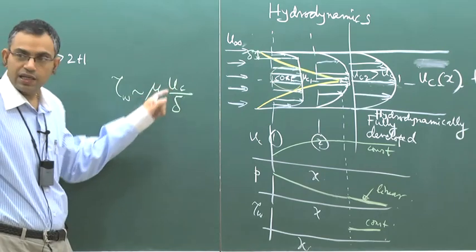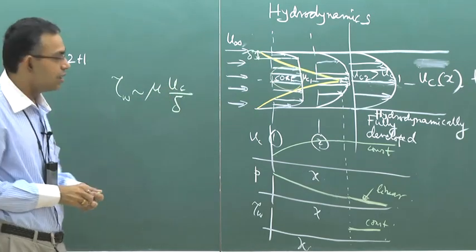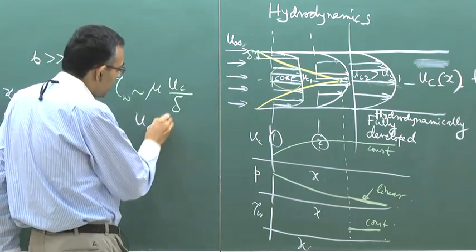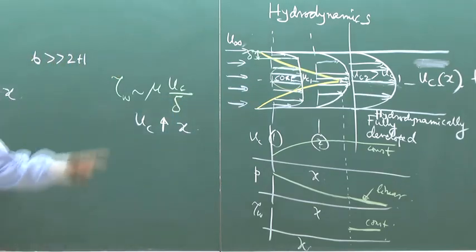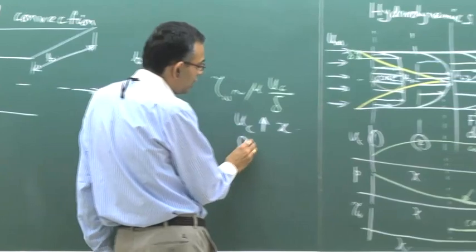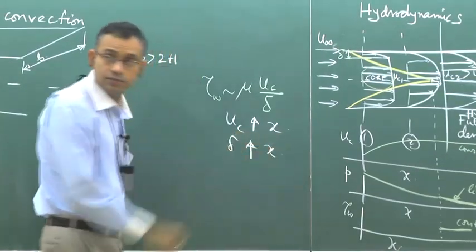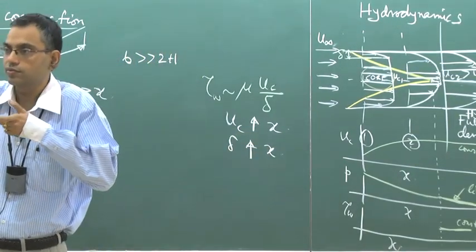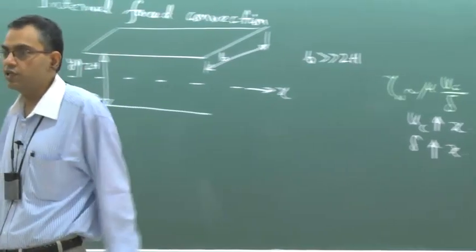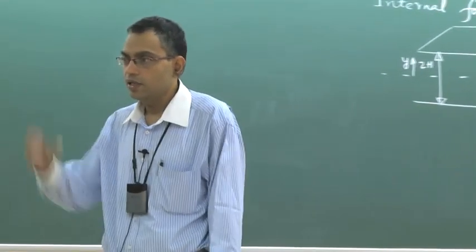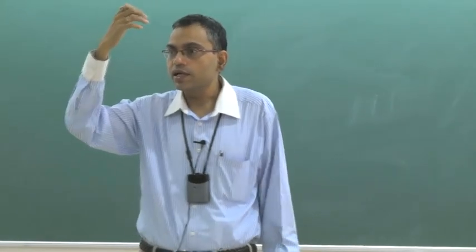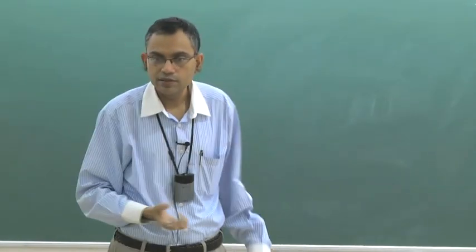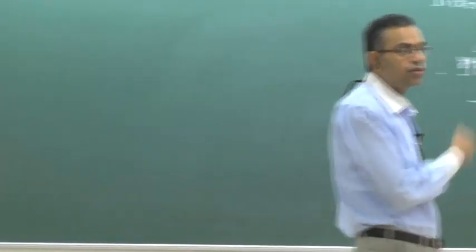So, the interesting thing is uc increases with x, right, in the developing region that we have seen. Delta also increases with x, right, the boundary layer grows. So, what happens to this ratio? You have a ratio where the numerator increases with x, and the denominator also increases with x. So, what happens to this ratio?